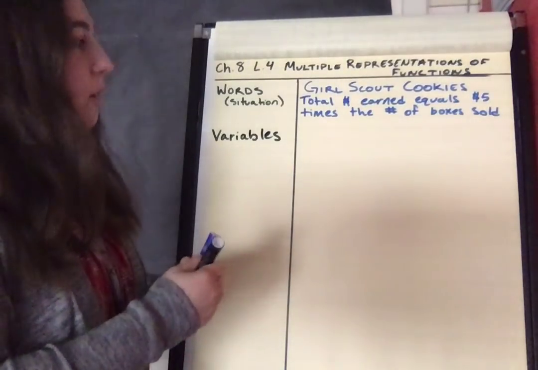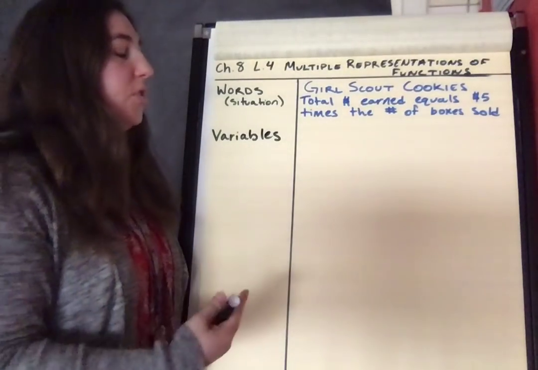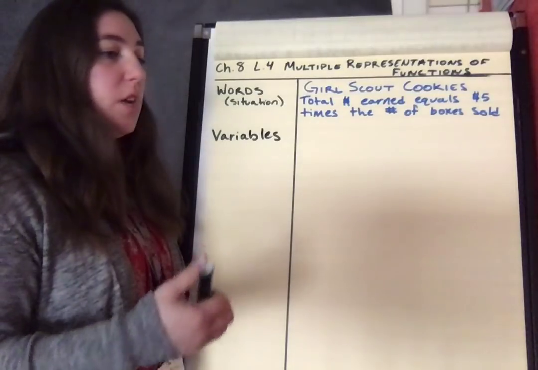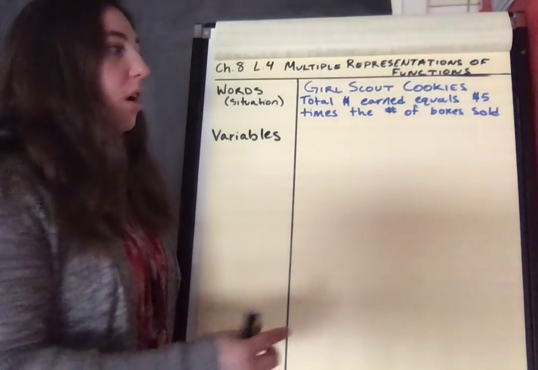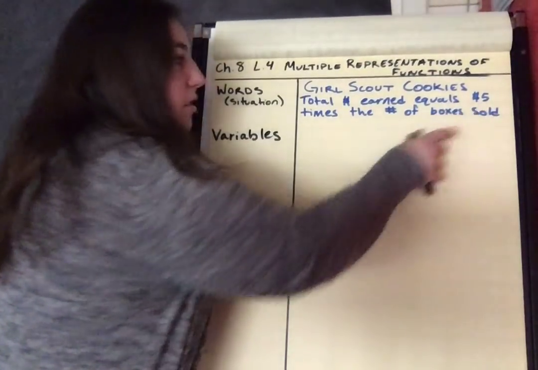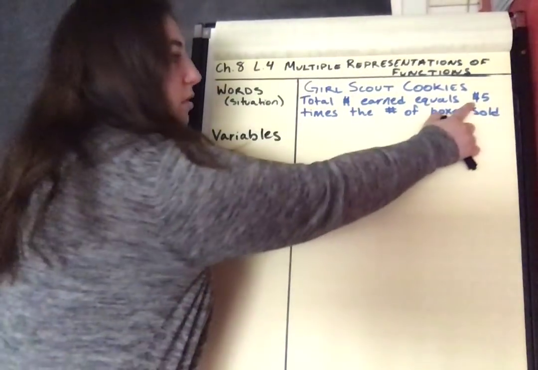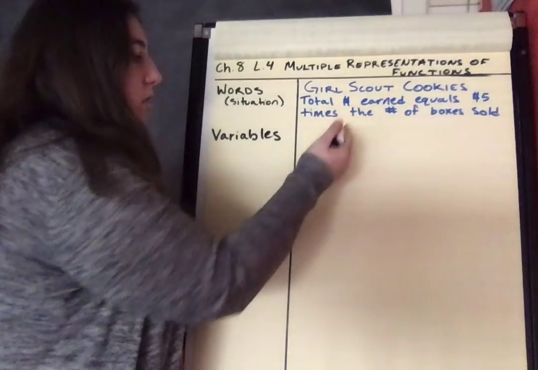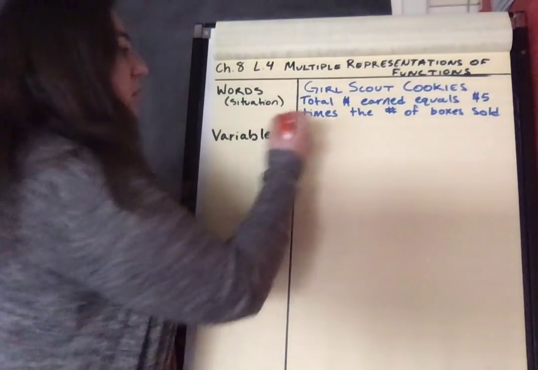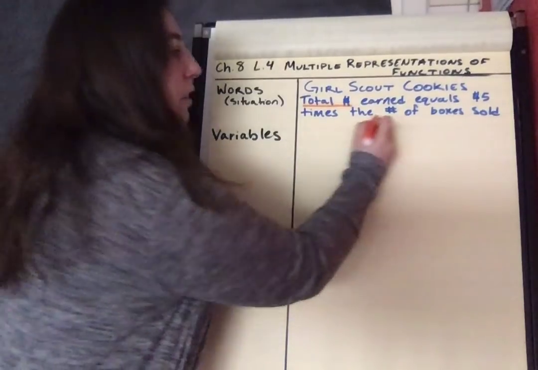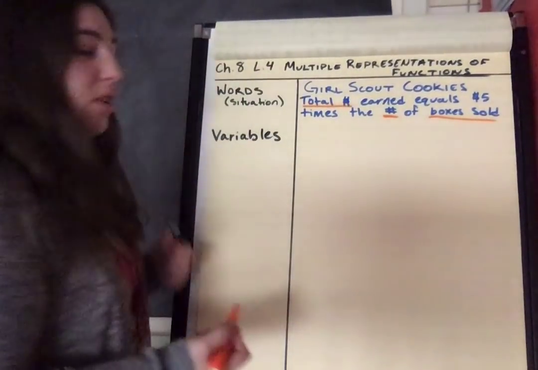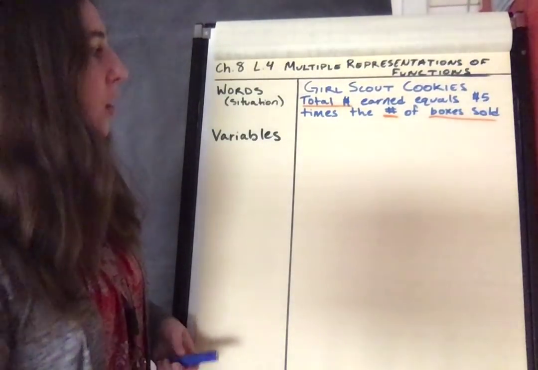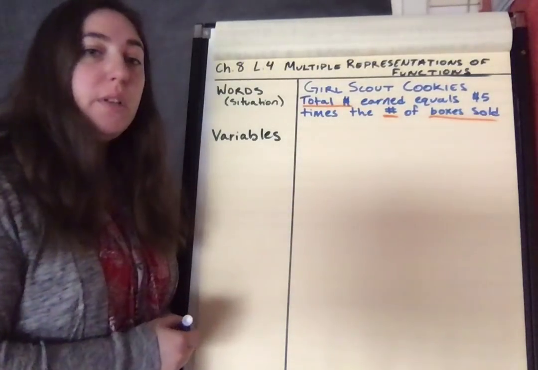So our variables are going to be what is always changing in the situation, meaning we don't know what it is, but it could change. It's not going to stay a constant number. So here we have $5. This $5 is always going to be staying $5, right? The amount that each box costs doesn't change, but the total is going to change. The total changes, and the number of boxes sold changes. You may decide to buy 2 boxes. You may decide to buy 5 boxes. Okay, so those are the 2 things that will be changing.